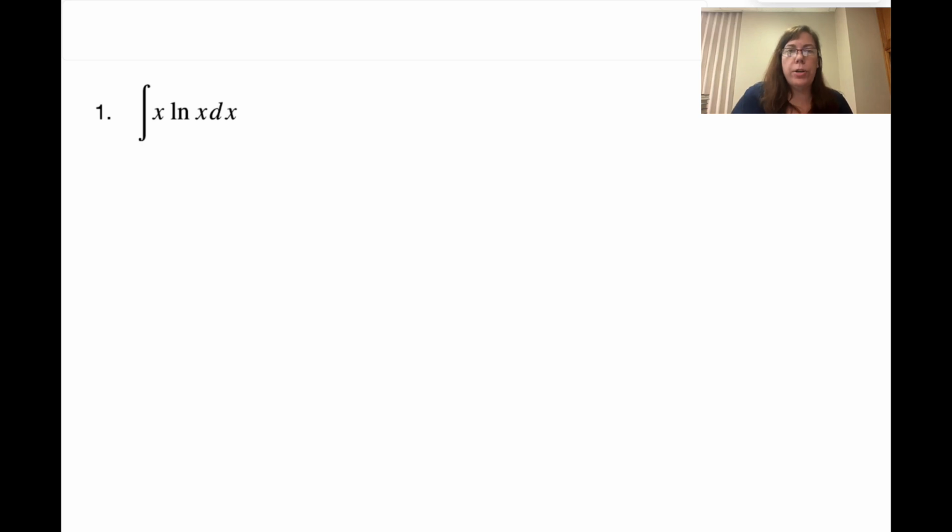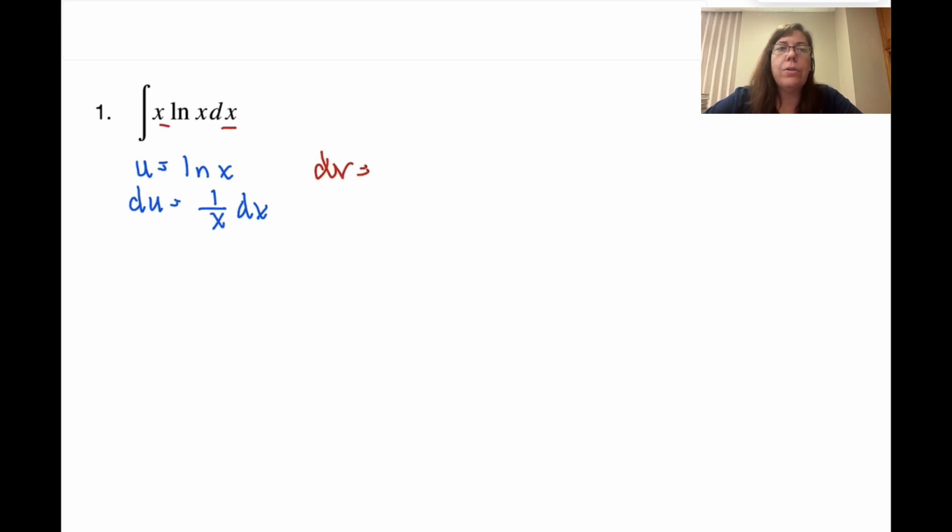I hope you picked u to be the natural log of x, not the polynomial. The derivative of the natural log of x is 1 over x, so du is 1 over x dx. That means that if the natural log of x is my u, my dv is what's left over in my integral, which is x dx. Now to find v, you integrate dv. So I'm going to find the integral of x, which is 1/2 x squared.